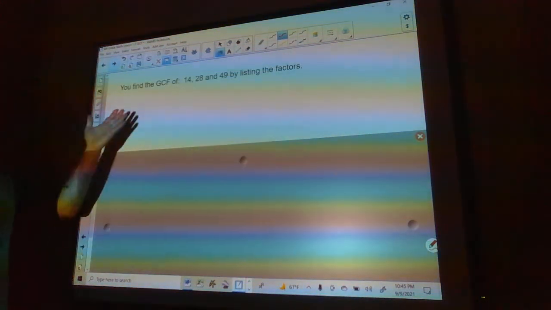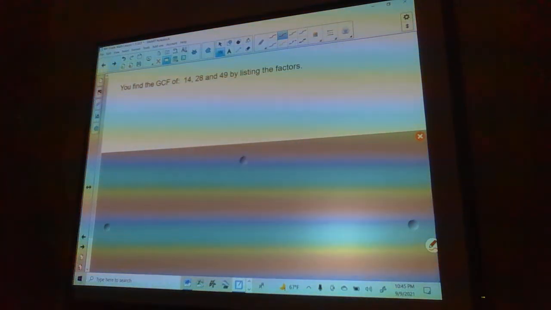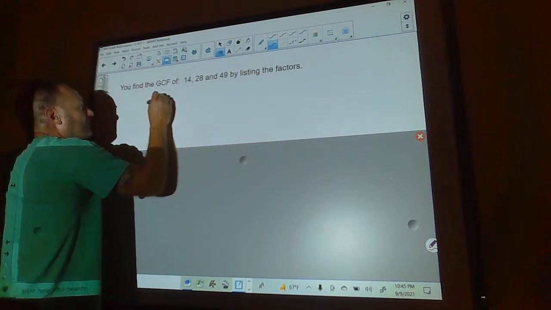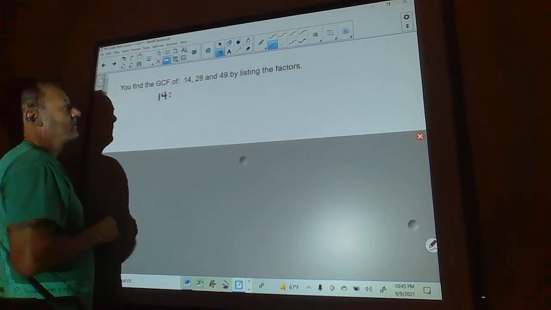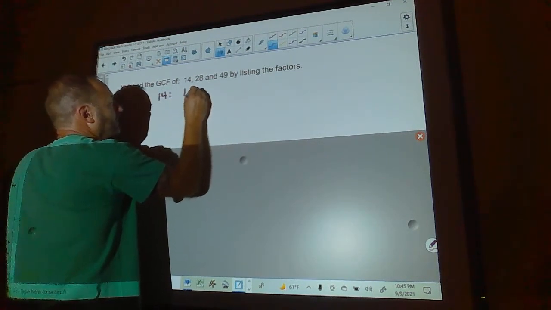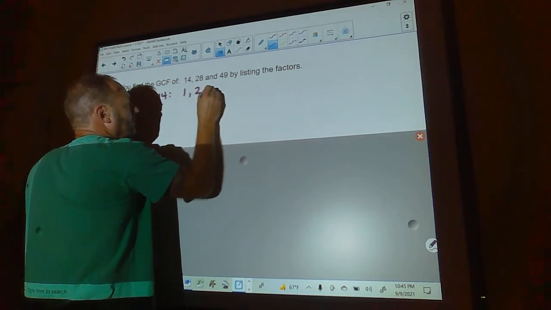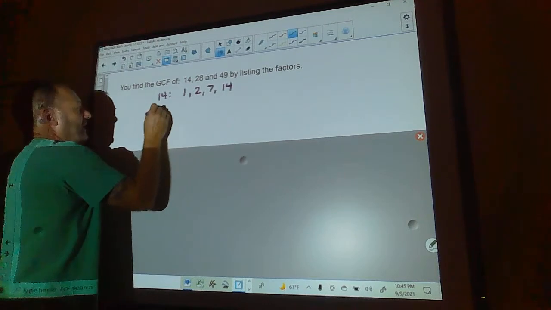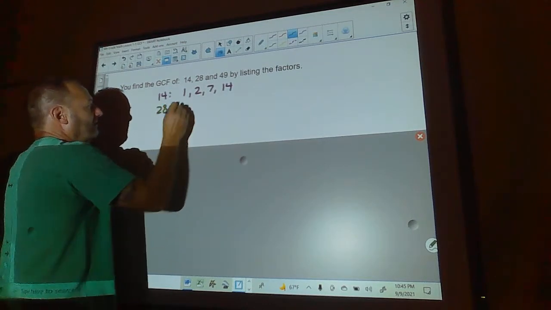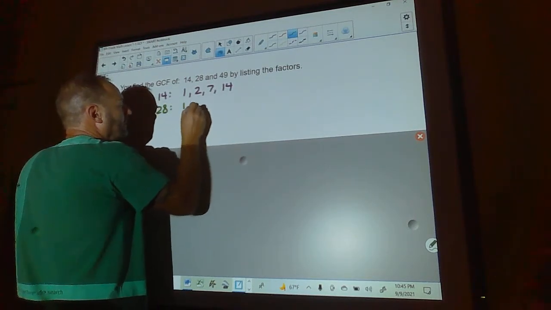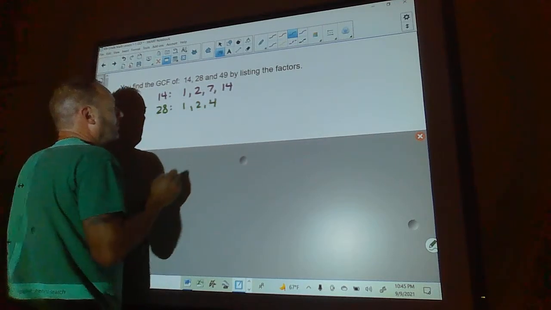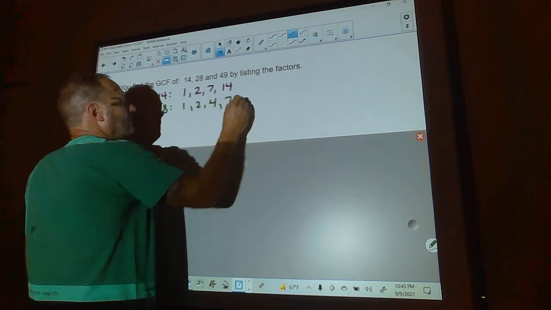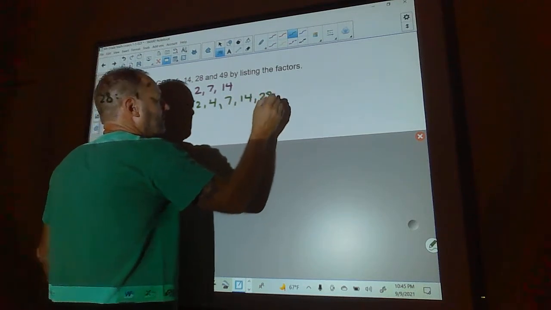Okay, I can do 3. I can find the greatest common factors of 3 numbers. So here I've got 14. All right, so my factors are 1, 2, 7, and 14. Then I've got 28. I've got 1, 2, 4, 7, 14, and 28.